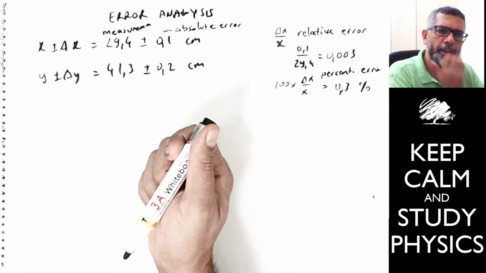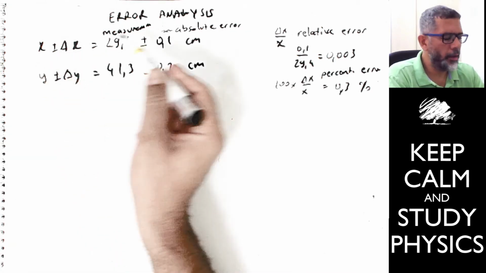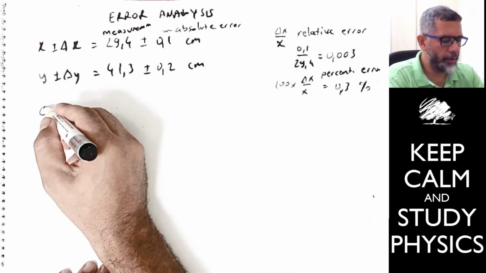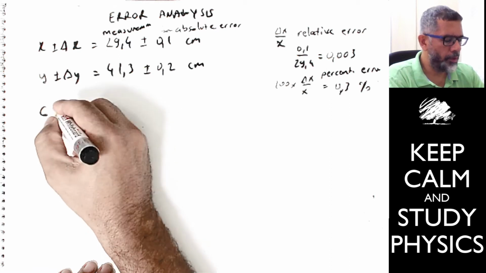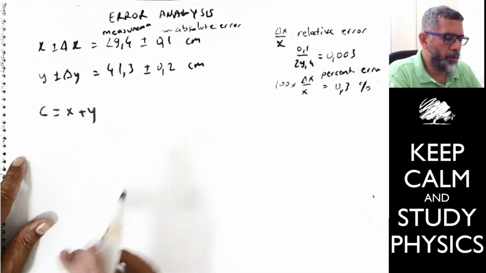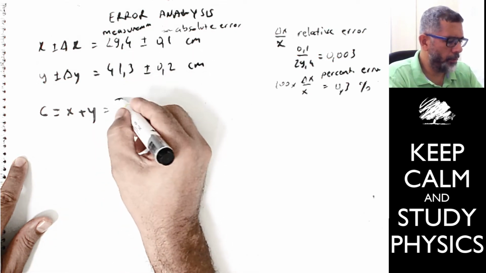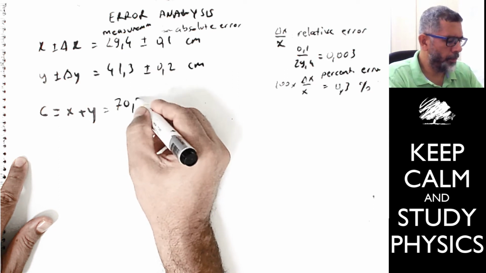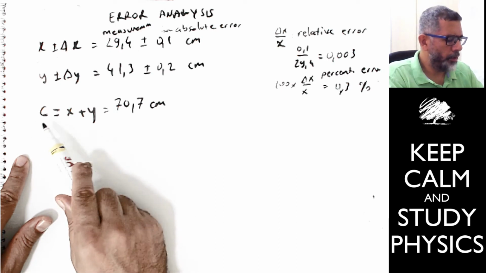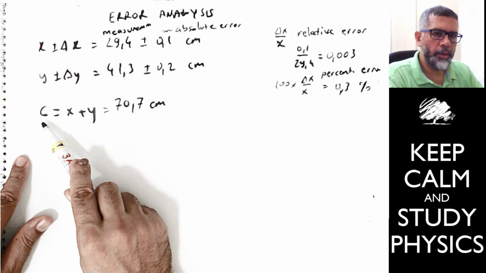Suppose next you want to add these two measurements. They are length measurements, and suppose you define a quantity, let's say C, and you want to add x and y. You can simply do this addition. It's going to be 70.7 centimeters. But the question is, this is the result for addition, but what about the error in your addition?